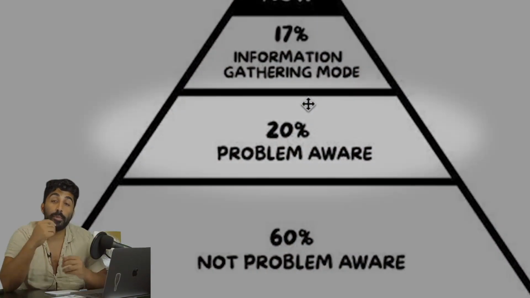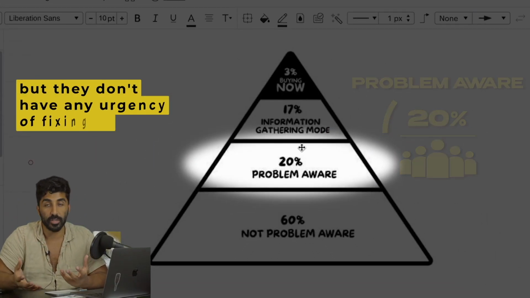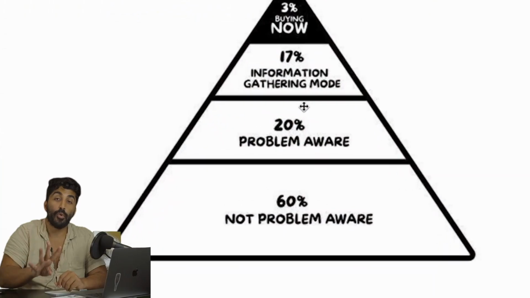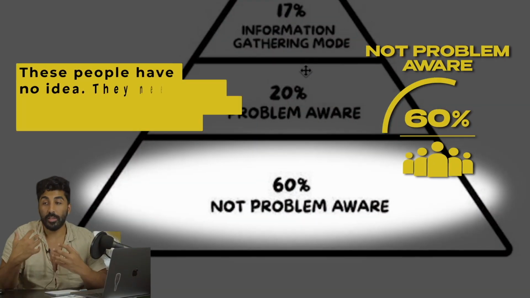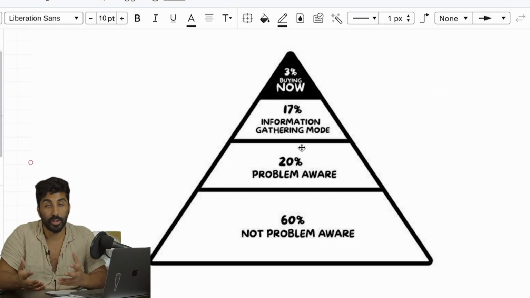Number 3 is the problem aware. Now, the problem aware know that they have a problem, but they don't have any urgency of fixing it. It's not really a big issue for them to fix right now, but they would be open to purchasing from you. And number 4, we have the not problem aware. These people have no idea they need what you're selling, nor do they care enough to do it. These are the people that you'll generally find putting troll comments under Facebook ads, if you've ever seen those.